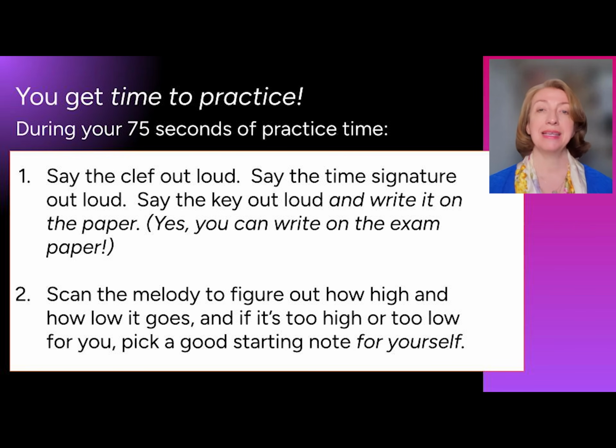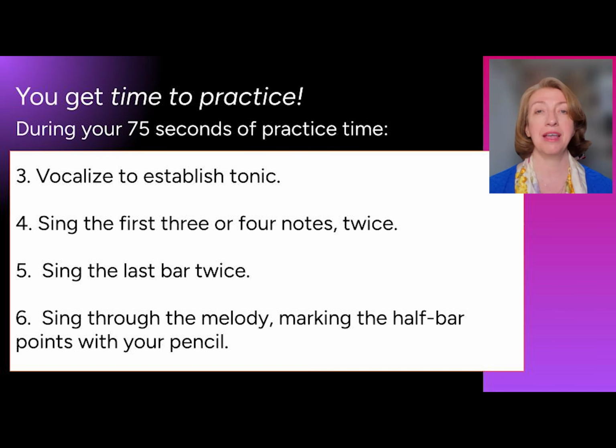Number 2, scan the melody to figure out how high and how low it goes. And if it's too high or too low for you, pick a good starting note for yourself. Number 3, vocalize to establish tonic. Do, re, mi, re, do, ti, do, so, do. Number 4, sing the first 3 or 4 notes twice. Number 5, sing the last bar twice. Just jump ahead, look at the end, sing that last bar twice.